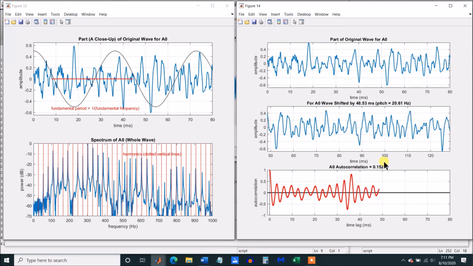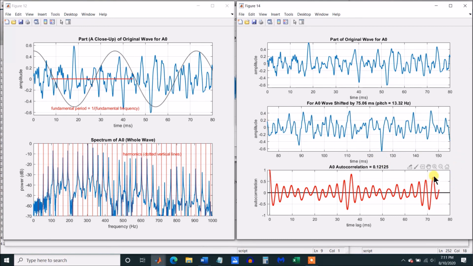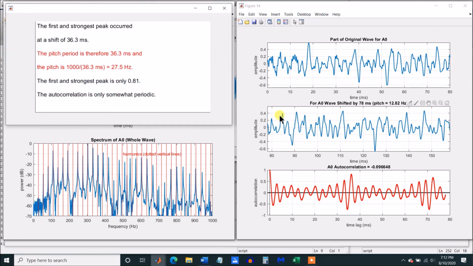And now we're going to go down, and we're going to repeat because we're going to get back in phase about here. Right about here is the second peak. It's not as strong as this first peak, but this is the second peak, 72, which is associated with having shifted the second wave by two fundamental periods, or two pitch periods. Okay, so the first and strongest peak occurred at a shift of 36.3 milliseconds. The pitch period is therefore 36.3 milliseconds. And the pitch is 27.5. Note that the first and strongest peak was only 0.81 as compared to being nearly 1 for the A4.